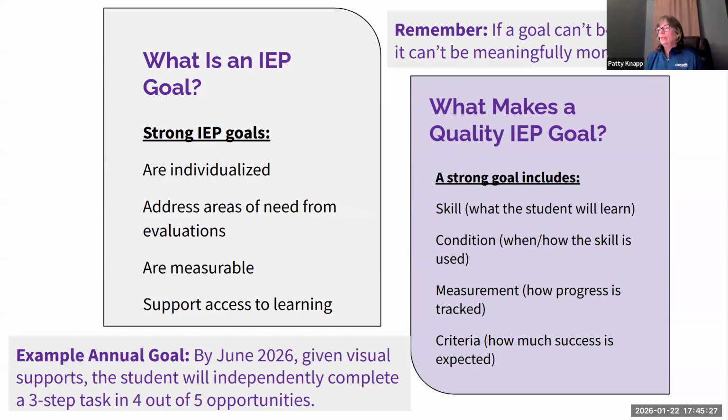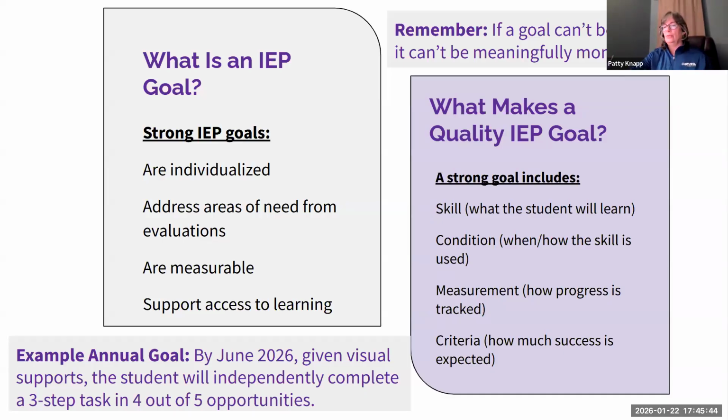A strong goal includes a skill, so what the student will learn; the condition, that means how and when the skill is used; measurement, how progress is tracked; and the criteria, which is how much success is expected. So it's really important.